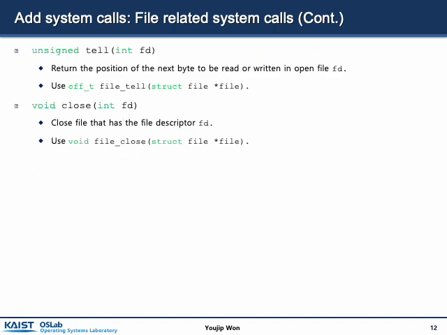The tell system call returns the position of the next byte to be read or written in open file FD, and you may need to use the file_tell function to implement this system call. And the close system call closes the file that has the file descriptor FD, and you may need to use the file_close function to implement this system call.